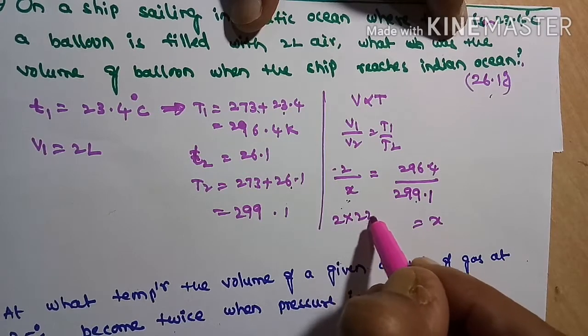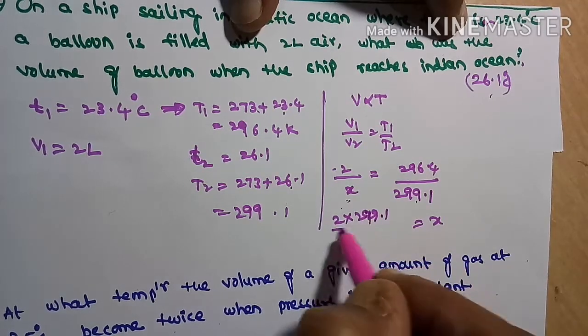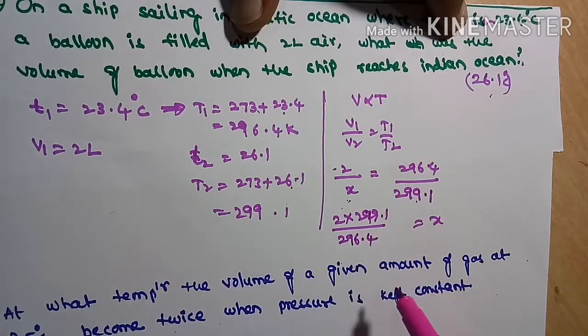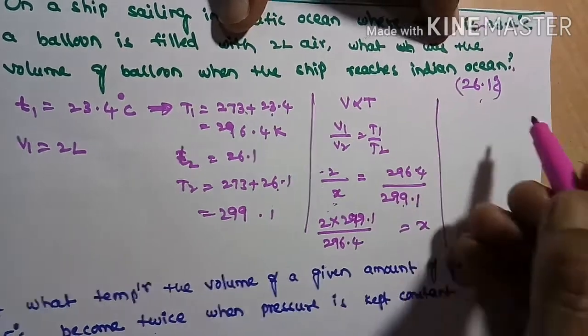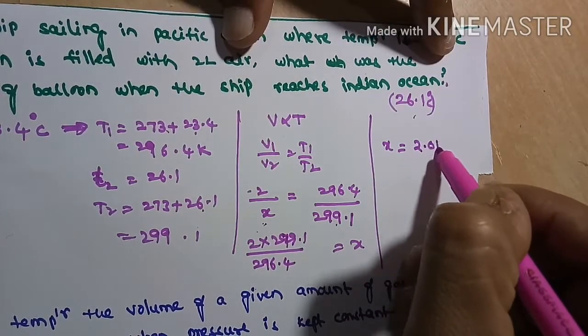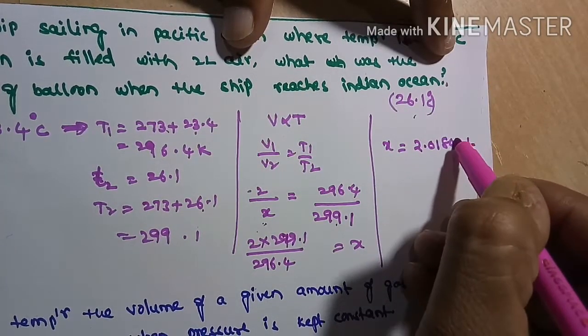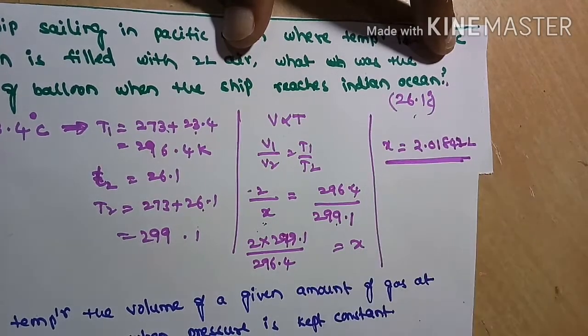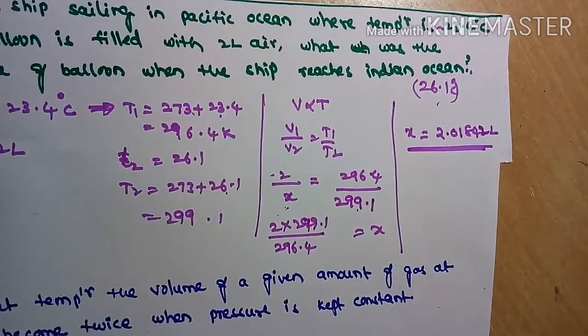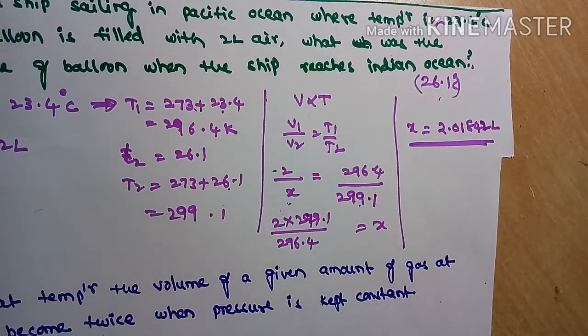So 2 into 299.1 divided by 296.4. How much do we get for the x value? We get 2.01842 liters. If you divide this, you will get this answer. So this is the problem.